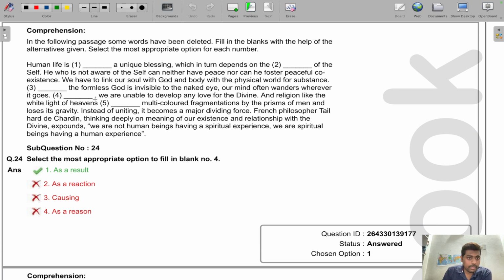So dash, we are unable to develop any love for the divine, dash. See here, we can say "as a result" only is most appropriate, because if you fit "as a result", it will fit perfectly. As a result, we are unable to develop any love for the divine. "As a reaction" we don't say, because it is not something about any chemical reaction. "Causing" we can't say, and "as a reason" also we can't say, because previously we didn't say any reason. So the most appropriate answer is "as a result".